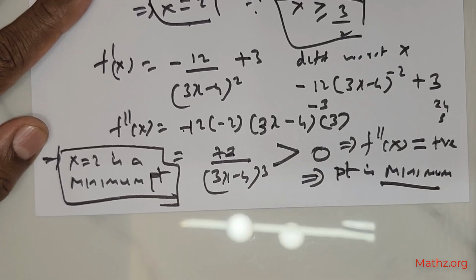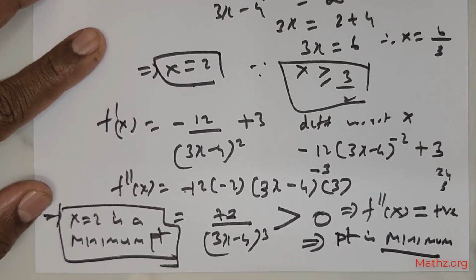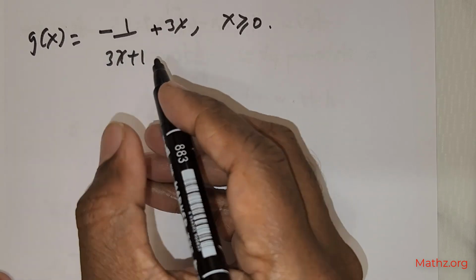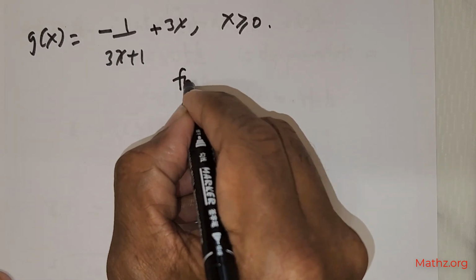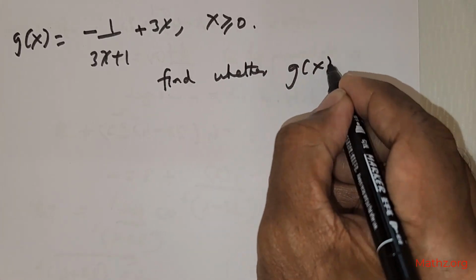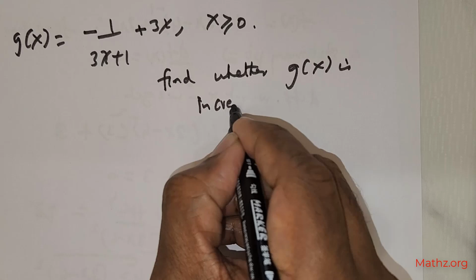So that's a beautiful solution. So let's move on to the next part. Now this is the final part. We are given g of x to be this. We are asked to find whether g of x is increasing or decreasing.